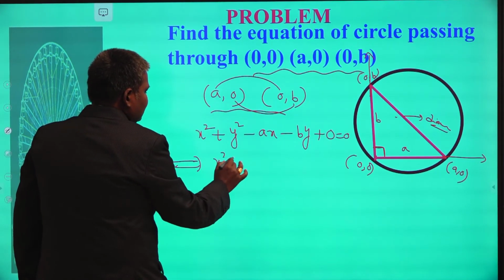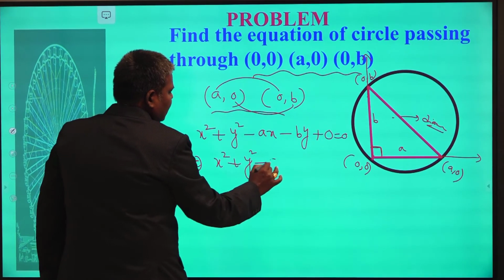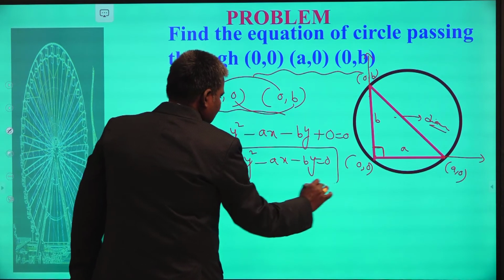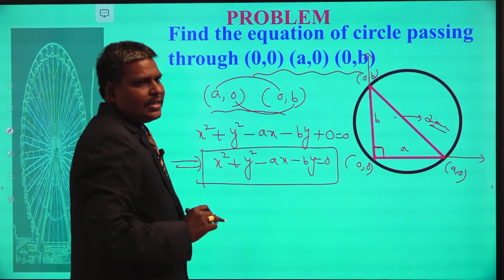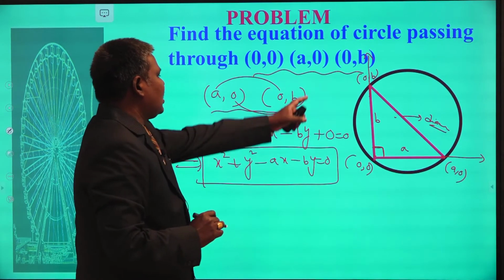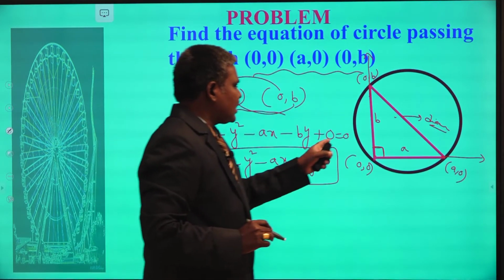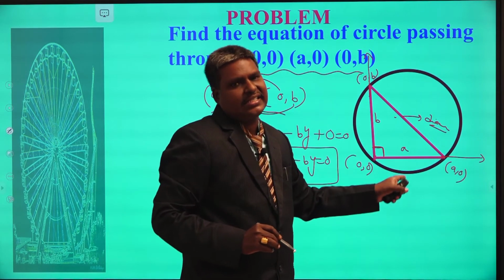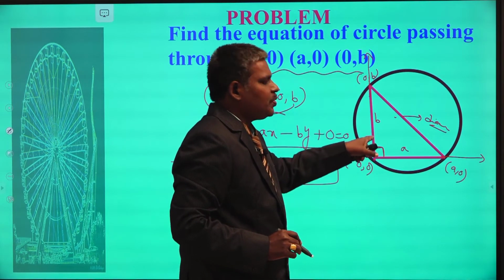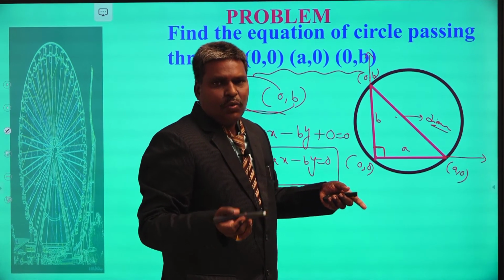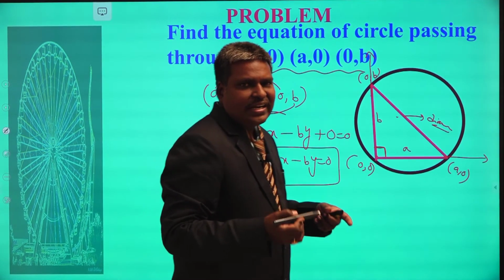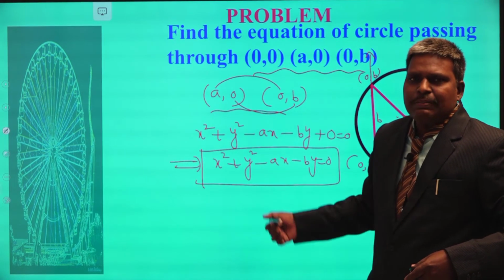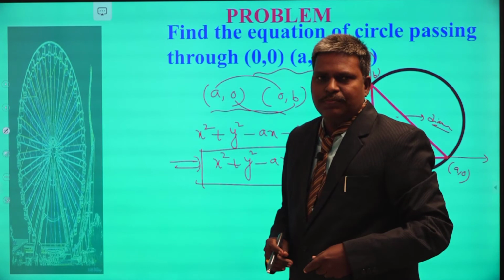So what is the equation? x square plus y square minus ax minus by is equal to 0. This is another formula for you. What are a and b? The x and y intercepts of the circle. Am I correct or not? The circle intersects the x-axis, whose distance from here to here is a units, that is the x-intercept. The distance from here to here is b units, that is the y-intercept. Once you know the x-intercept and y-intercept made by the circle passing through the origin, the equation is x square plus y square minus ax minus by equal to 0.